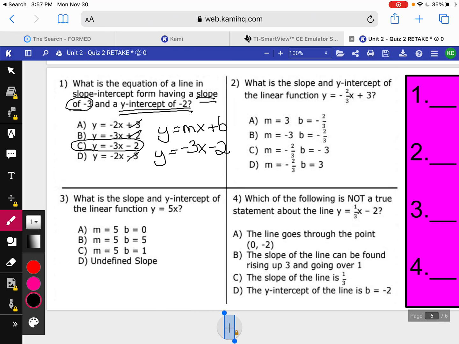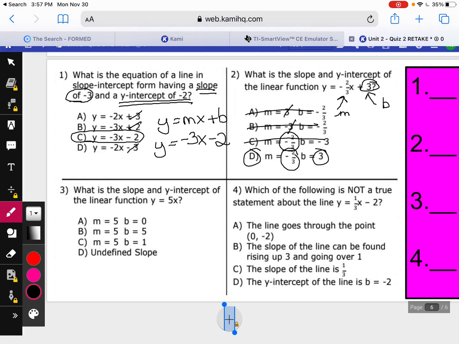What is the slope and the y-intercept of this function? Slope is not 3. It's not -3. Slope is -2/3. My y-intercept is positive. So D is my answer.